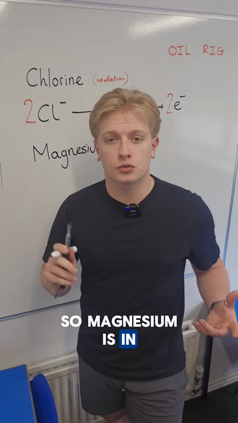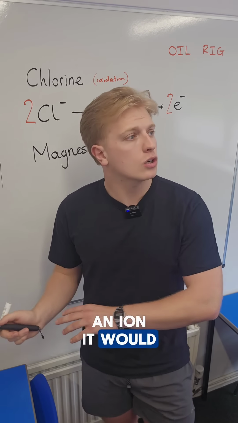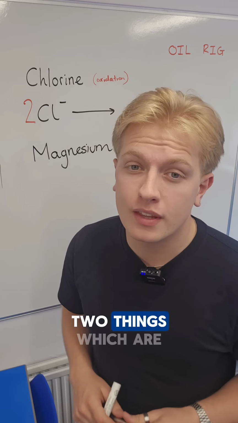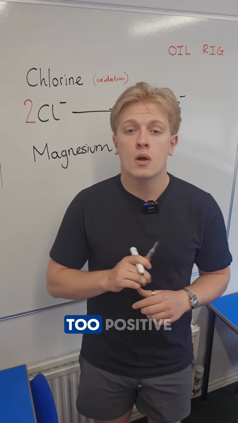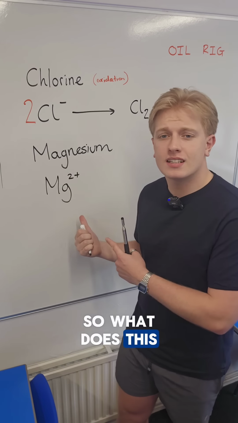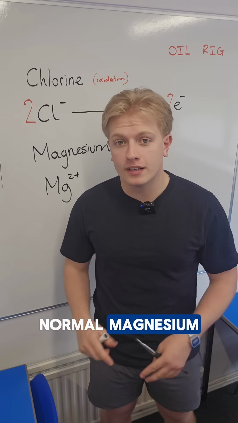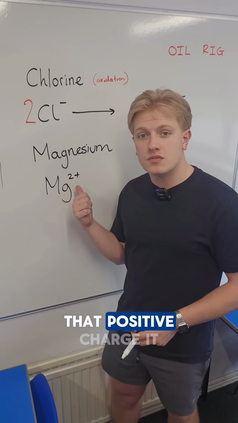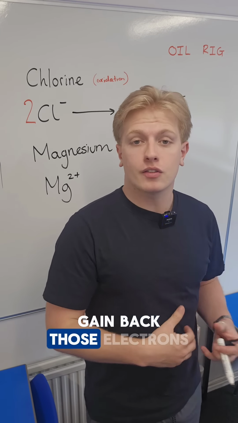So magnesium is in group 2. How would it form an ion? It would lose 2 electrons. And if you lose 2 things which are negative, your charge will be 2 positive. So what does this need to do to go back to being normal magnesium? Well, to cancel out that positive charge it has, it would need to gain back those electrons.